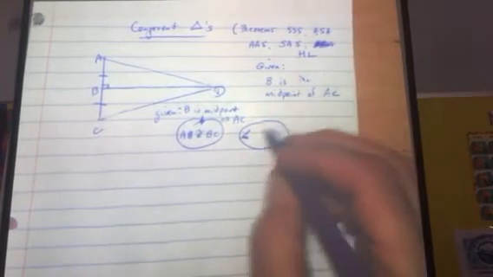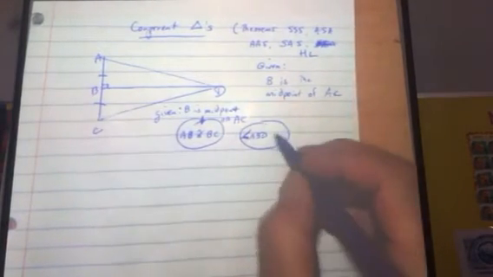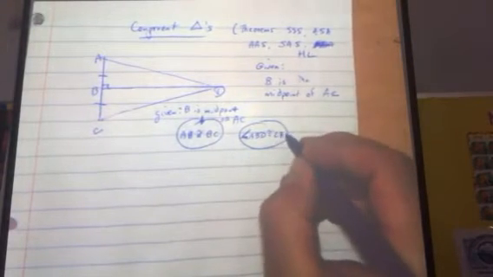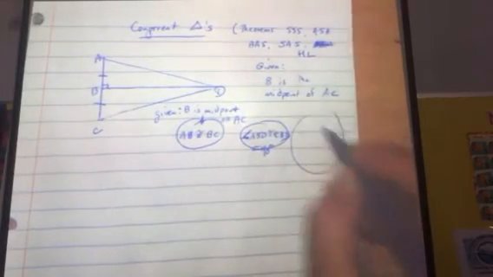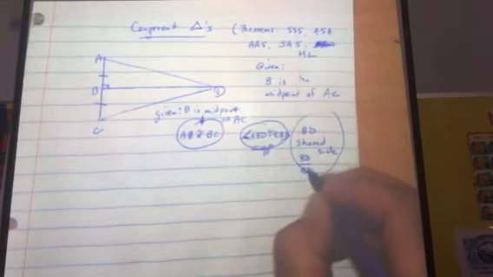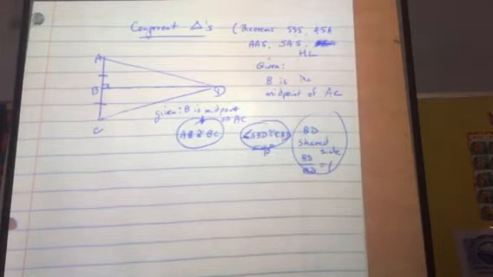The measure of angle ABD is equal to, or congruent to, the measure of CBD, which equals 90 degrees. So they're both 90 degrees. Then the other thing is that this side is a shared side, BD, shared side. So BD over BD equals 1.